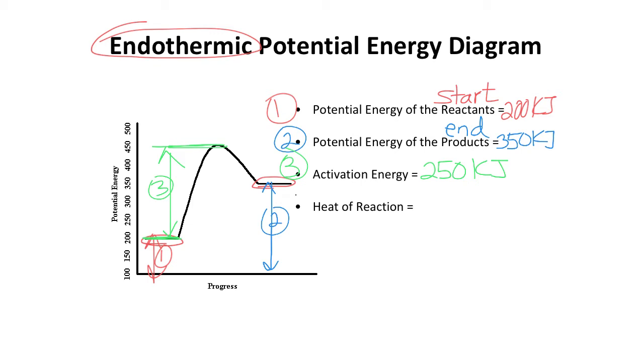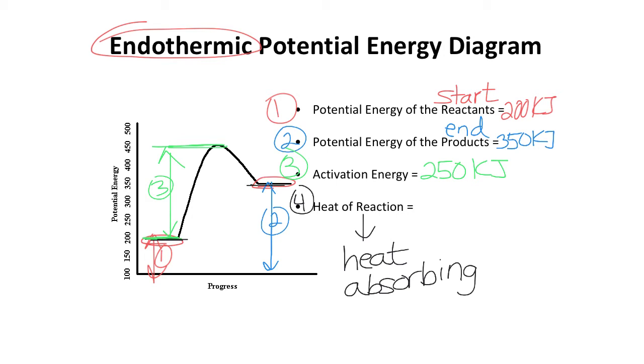And our last data point, heat of reaction, that's the amount of heat that the reaction is absorbing or releasing if it is an exothermic reaction. So that's going to be the difference between where the reaction starts and where the reaction ends. So the heat of the reaction, we started at 200, we ended at 350. So that's going to be positive 150 kilojoules.